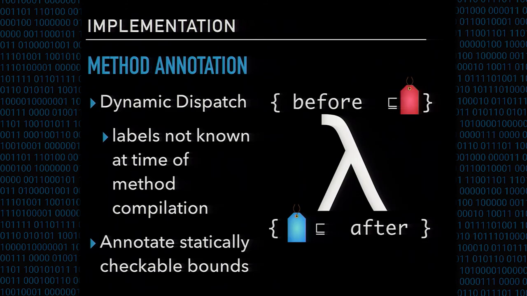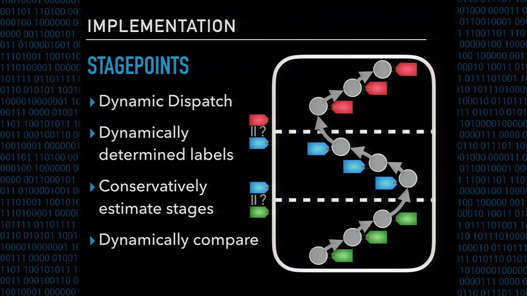As a Java-based programming language, Fabric has dynamic dispatch, meaning that it's not always possible to know exactly what the labels' values will be when you're compiling a method. To deal with this, we annotate methods with bounds on what the labels can be before and after the method call. We check conservatively to make sure that these bounds ensure monotonicity. With dynamic dispatch and also the fact that labels themselves can be calculated or read from storage, it's not always possible to know when two labels given as values or names are inherently equal. We use conservative estimates to ensure monotonicity and record all the places where conflict labels could change as potential stage points. At runtime, if two conflict labels are the same, then we fuse the two potential stages into one great big stage.